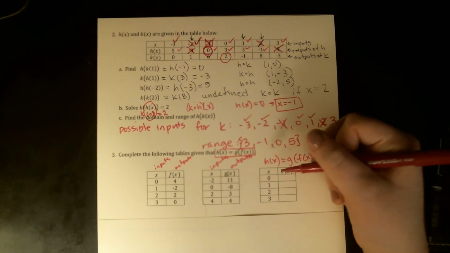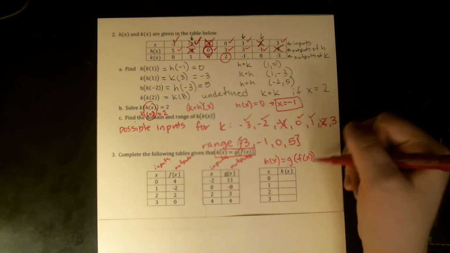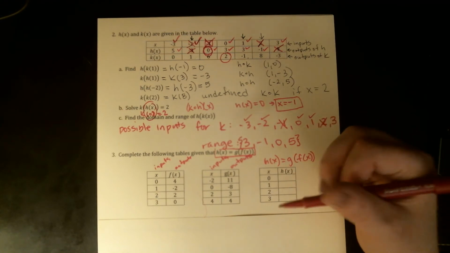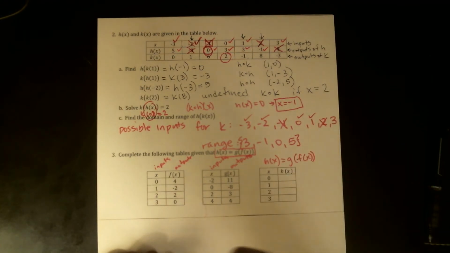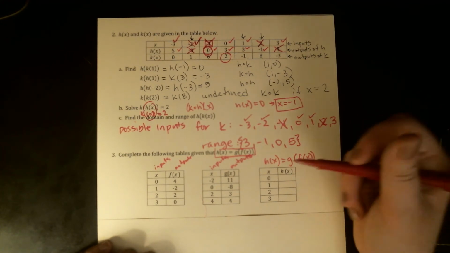So to find an output for h, we would take an input, plug it into f, take whatever we get and plug it into g. Again, I love the tables because they force you to follow it through and really see the connection between inputs and outputs. So let's just walk through.